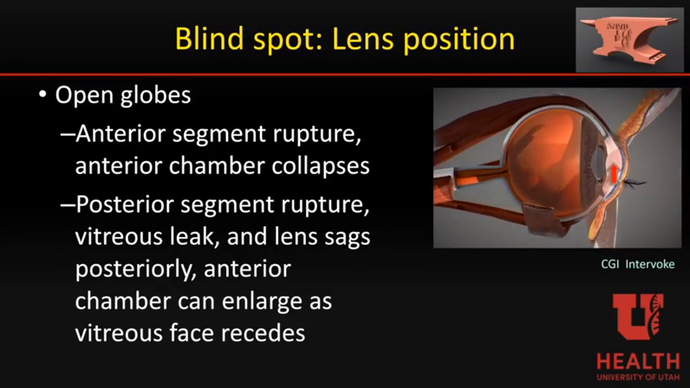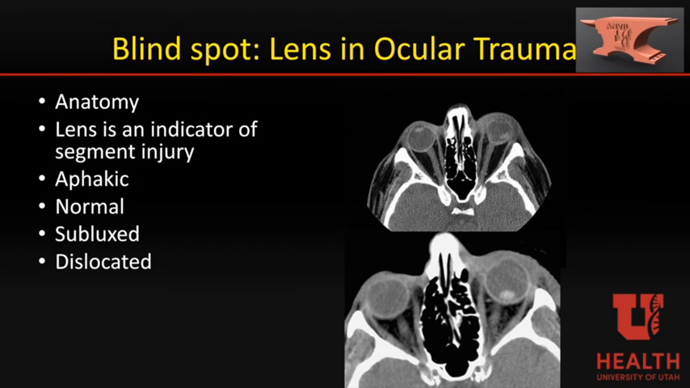Look at the anterior and posterior chambers. We can see motion effects upon the lens. So one should always consider the position of the lens in a trauma setting. We can have subluxation and dislocation of the lens. Here we have the lens migrating posteriorly, sitting on the optic disc within the vitreous.